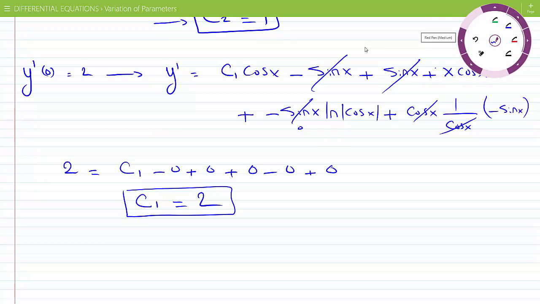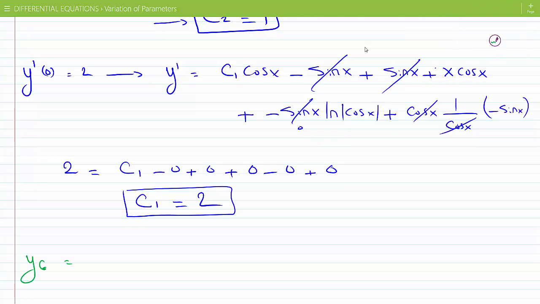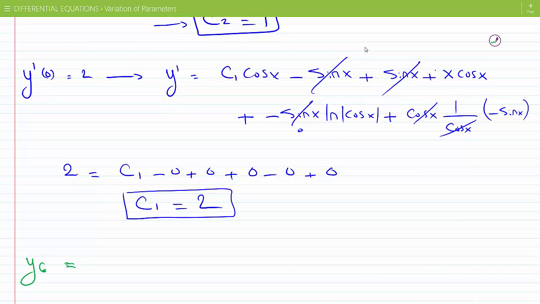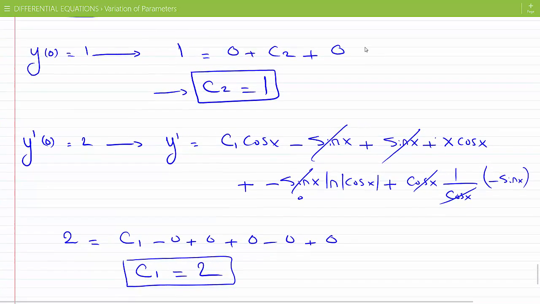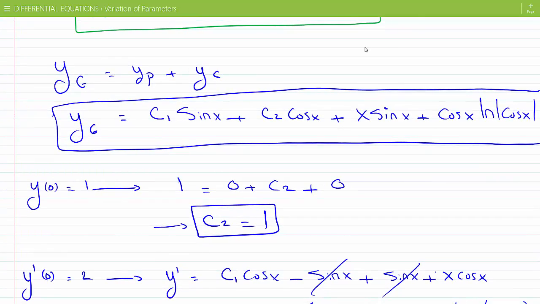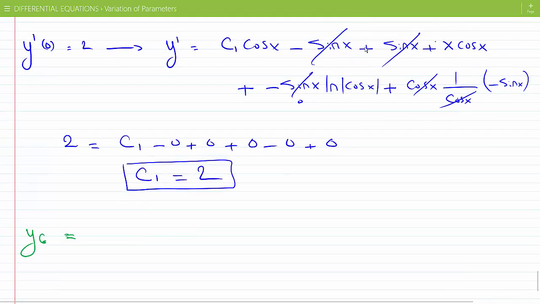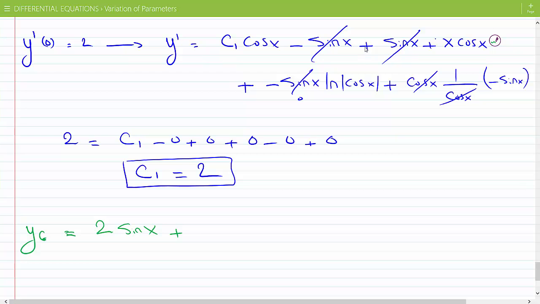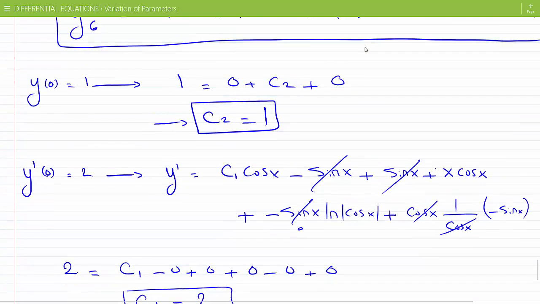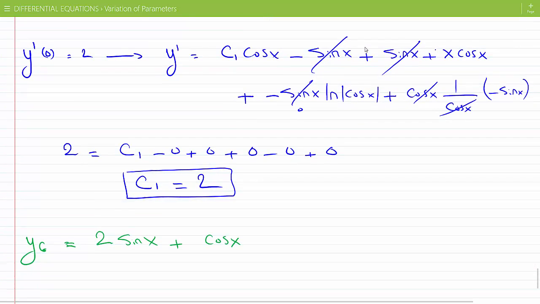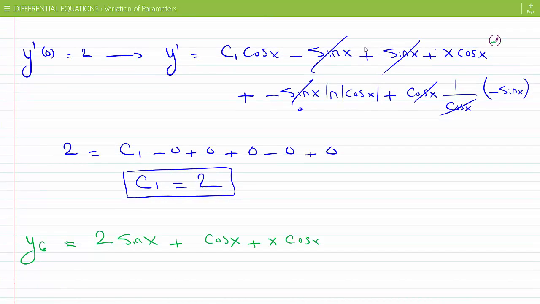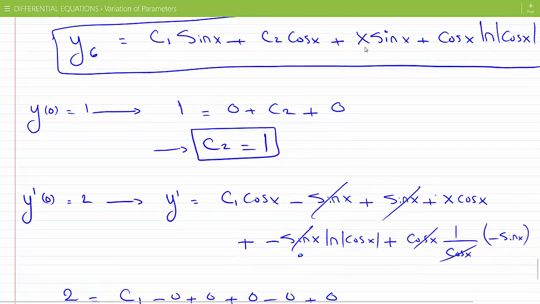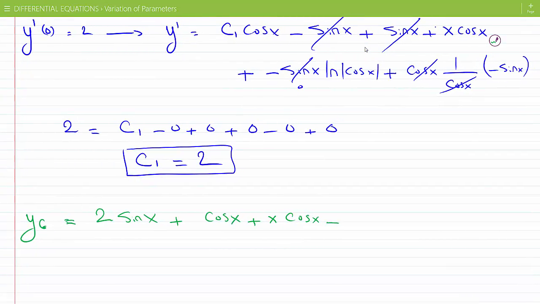Therefore, our y general is c1 sine x, so 2 sine x, plus c2, so plus 1 cosine x, plus the particular that we got, x sine x, and the last one is cosine x ln cosine x.